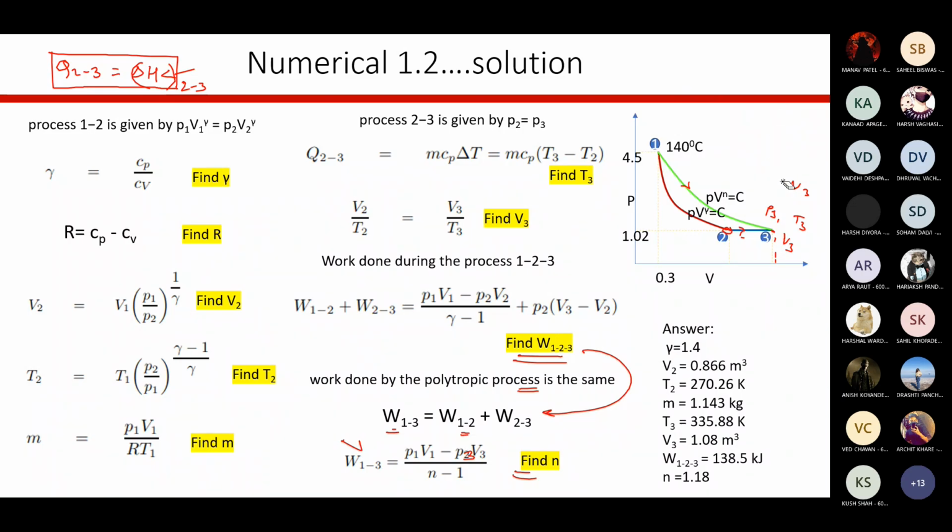See, in the last problem we talked about a very simple cycle, and a lot of data was given there. Then we started with the two processes like this, 1 to 2, 2 to 3, and these two processes were replaced by a single process. The next type of problem will be the complete cycle. So write this as P3 only, and don't write P2. P3, V3, that's fine.